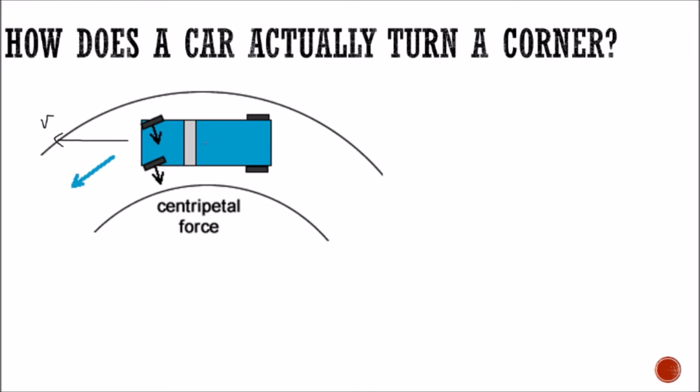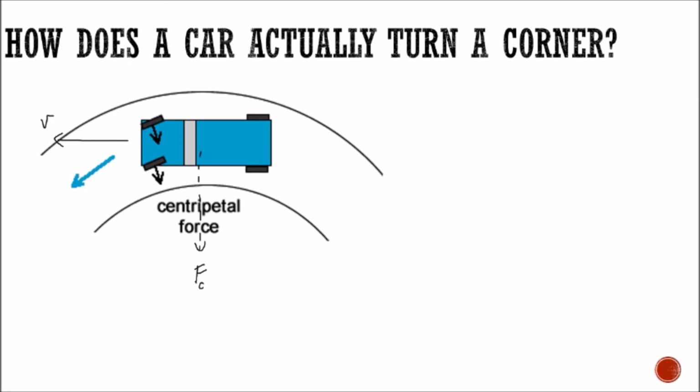But we know that in order to allow it to travel in a circular path, it must have a centripetal force acting towards the center of that circle. Okay, so it must have a centripetal force, and that allows it to change its velocity in the direction of this blue arrow here. This is its new velocity, you could say that.